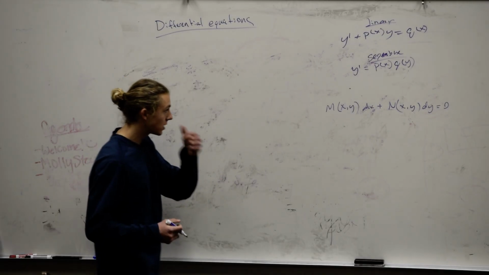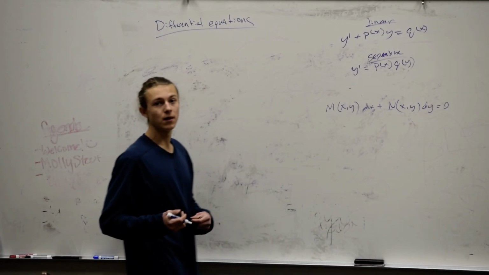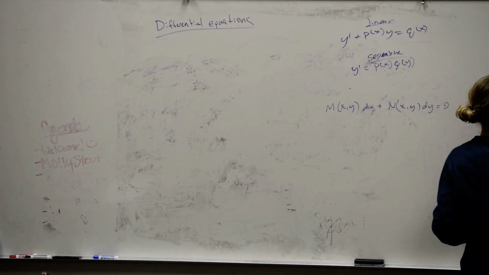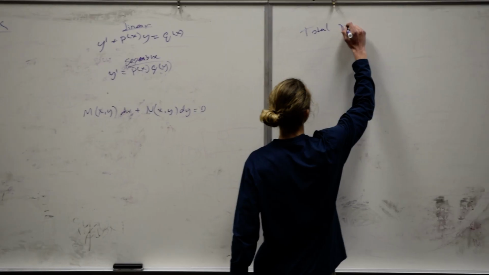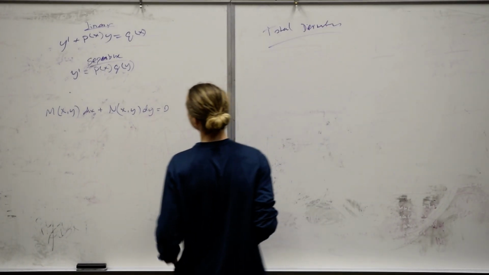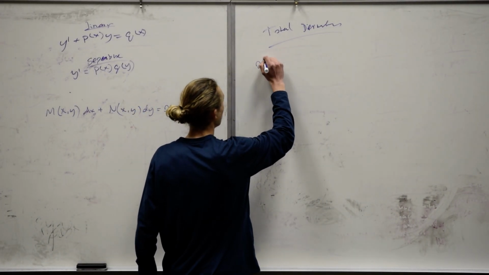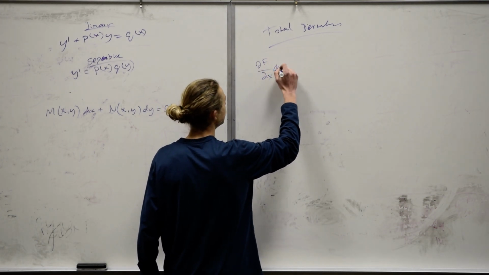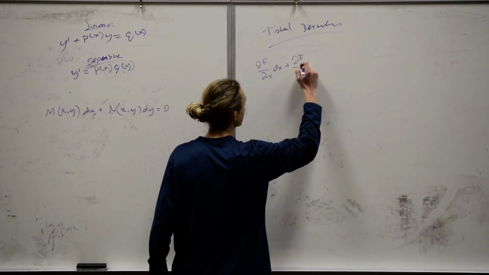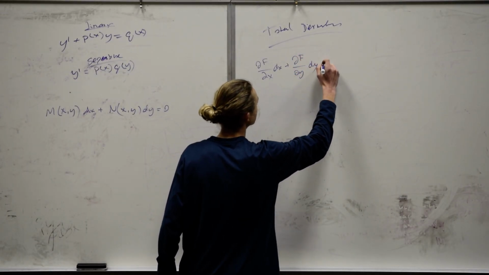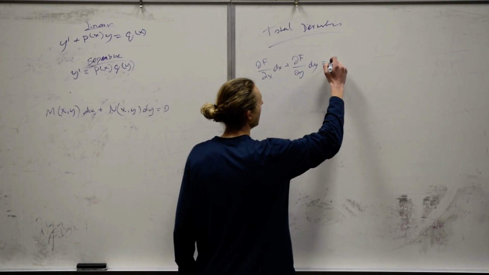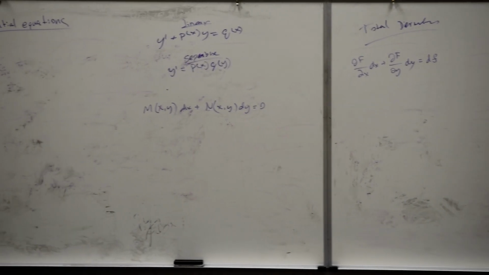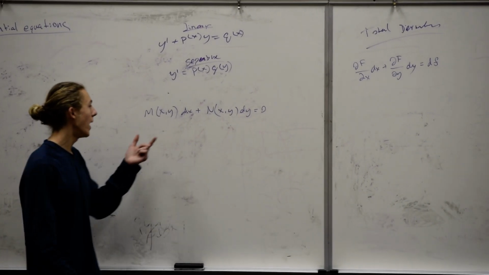This uses the property in multivariable calculus of the total derivative. The total derivative says that if I take the partial derivative of my function with respect to x times dx, plus the partial derivative with respect to y times dy, that's basically the equivalent of differentiating my entire function completely. And you see how this is kind of similar, right?